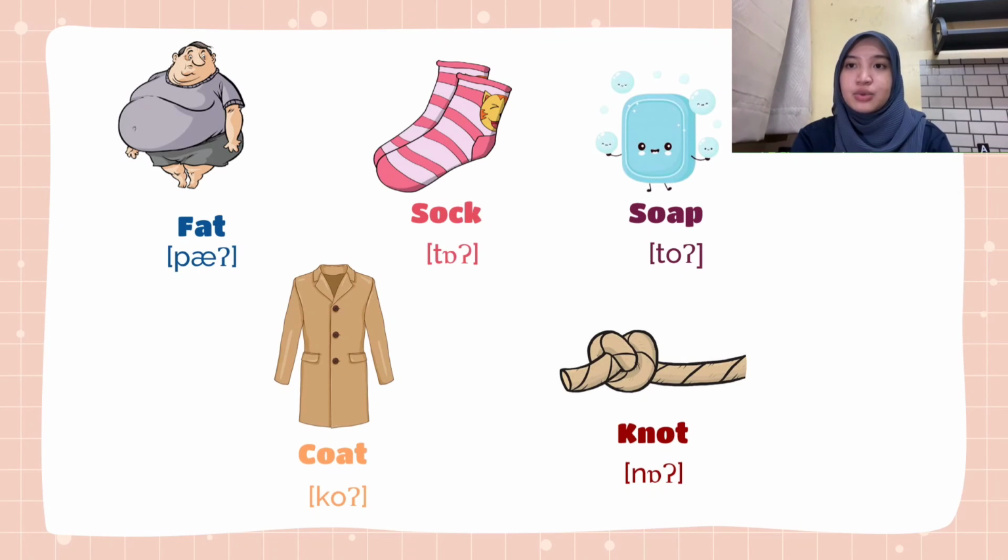These are the words that TK pronounced with glottal stop substitution. For example, fat became pat, sock became top, soap became tope, coat became coat, and lastly not became not. In all of these words, the last consonant of the word was substituted with the glottal stop.